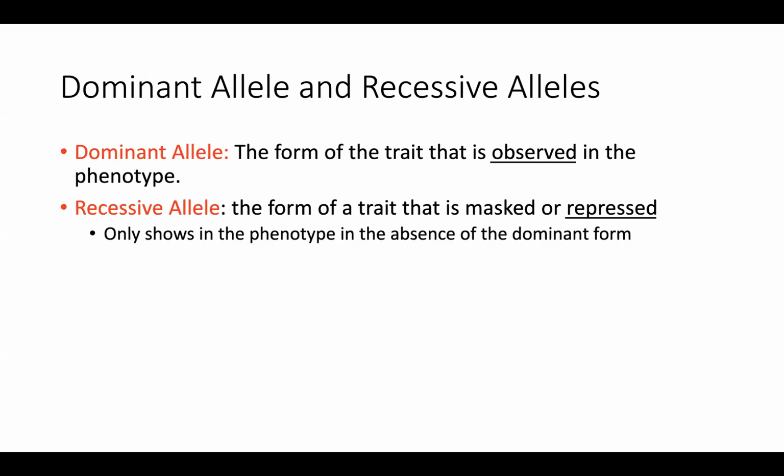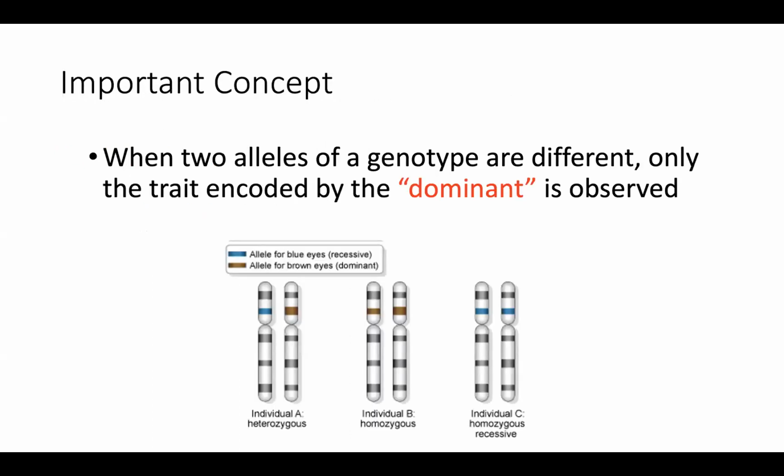Let's look at an example and then we'll wrap up. So the important concept here is that when two alleles of a genotype are different, okay, two different alleles in that pair, we call that a heterozygous pair. When two alleles of a genotype are different, only the trait that's encoded by the dominant allele is observed. Let's look at our eye color example here. Individual A, this is a heterozygous pair of alleles. One is dominant, one is recessive. The legend tells us that the allele for blue eyes is recessive and the allele for brown eyes is dominant.